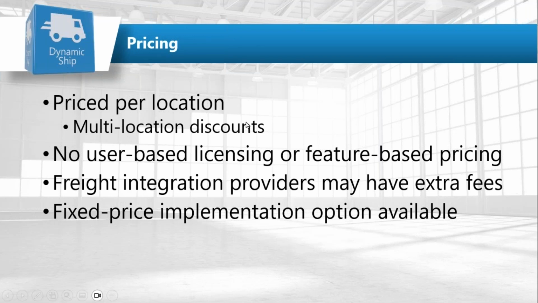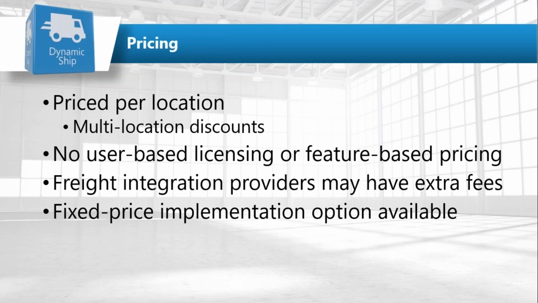So the first location is $200 US, and with multiple locations, like if you have 5 locations, it drops down to $100 per location, and that's per month. And there are annual discounts available as well. If you get an annual subscription, you save 8% on top of that. So no user base or anything like that. The only thing that there might be an additional cost for is what we call a freight integration provider. Those are the APIs we talk to get the rates.